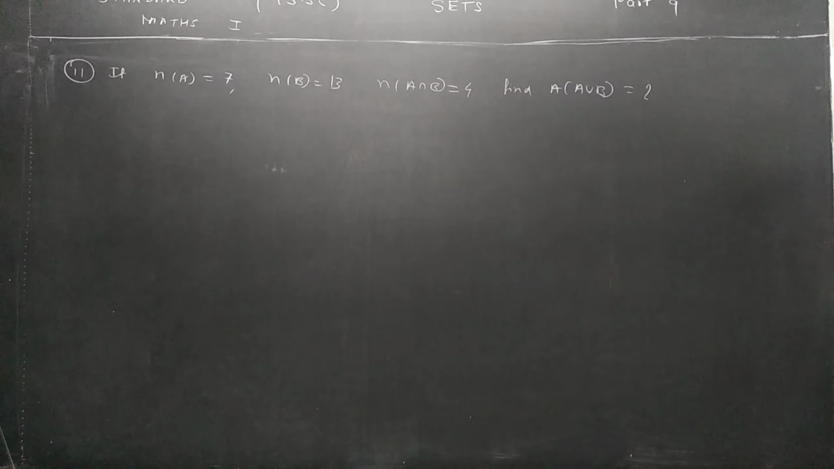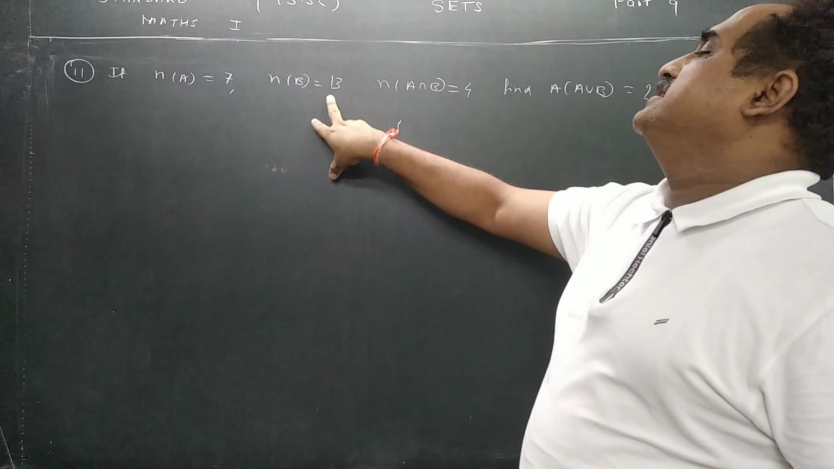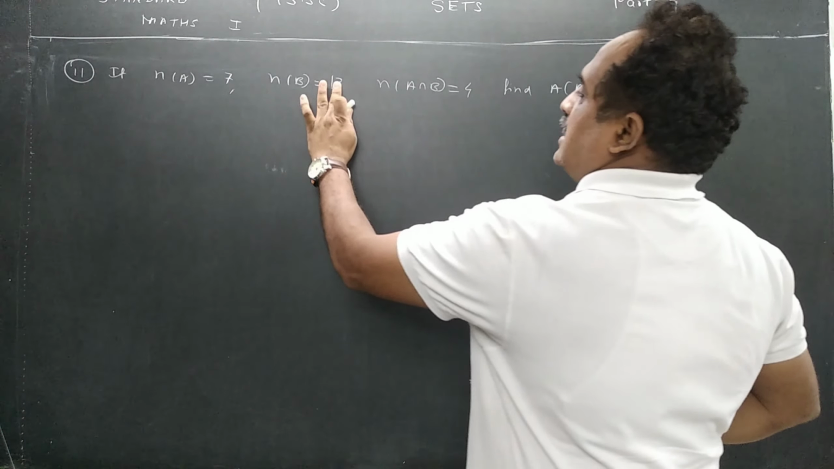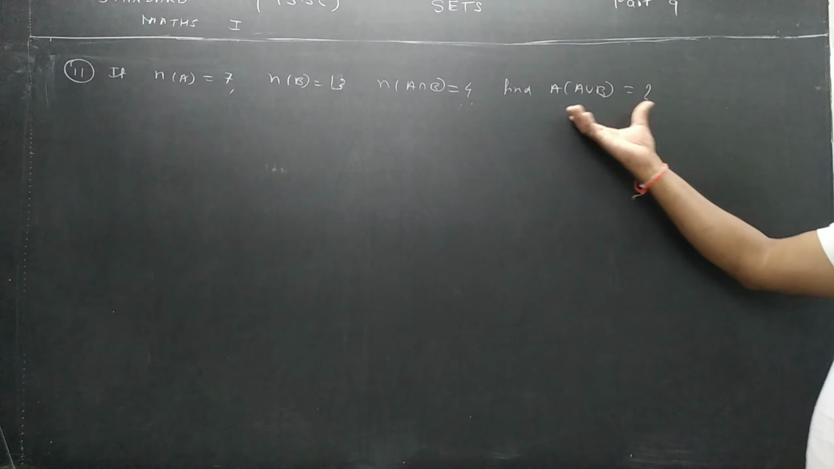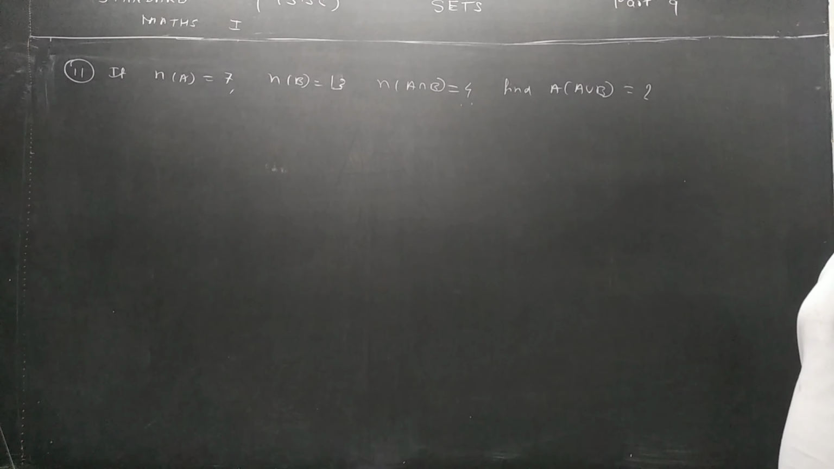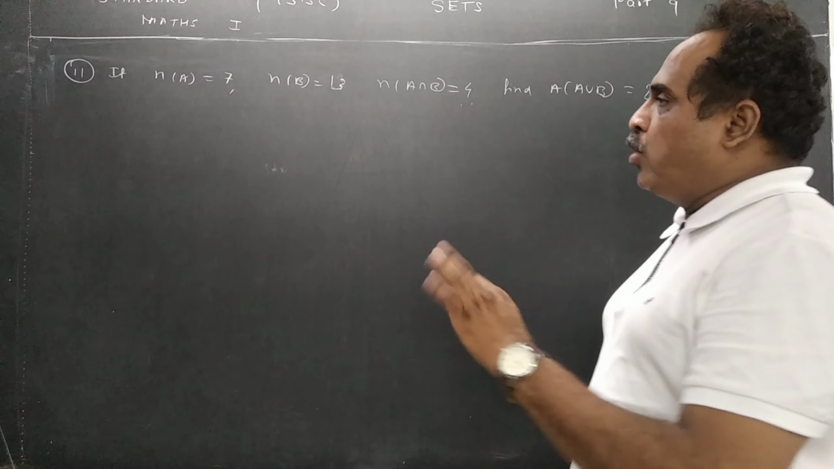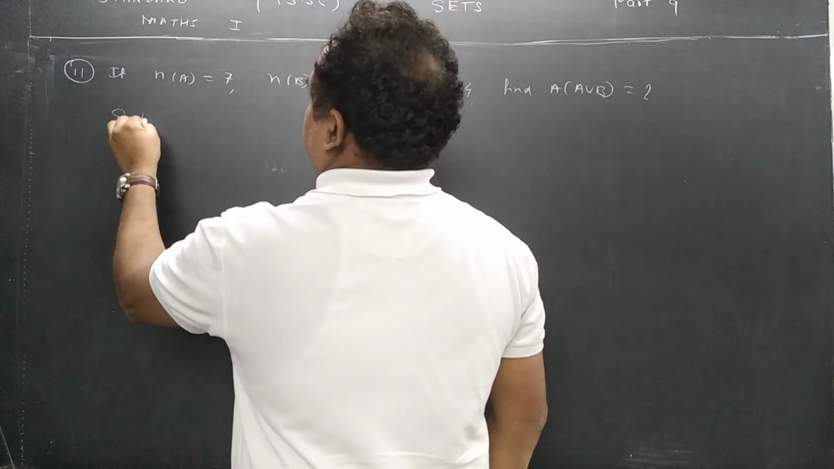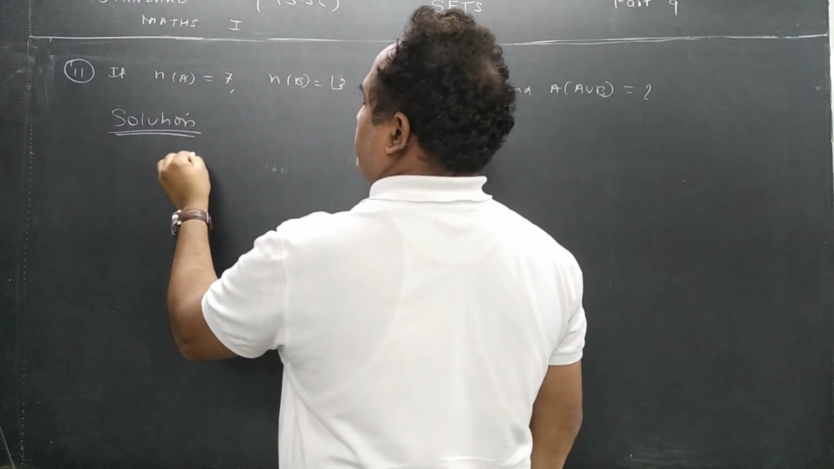Now this is the last question. Number of elements in A is 7. Number of elements in B is 13. Correct? Number of elements in A intersection B is 4. And number of elements in A union B you have to find out. I don't think I need to do this question, but I am just doing it as a formality to complete it. You can do your own. Okay. I'm not going to explain it also. Just I will write. I'm just completing my formality.